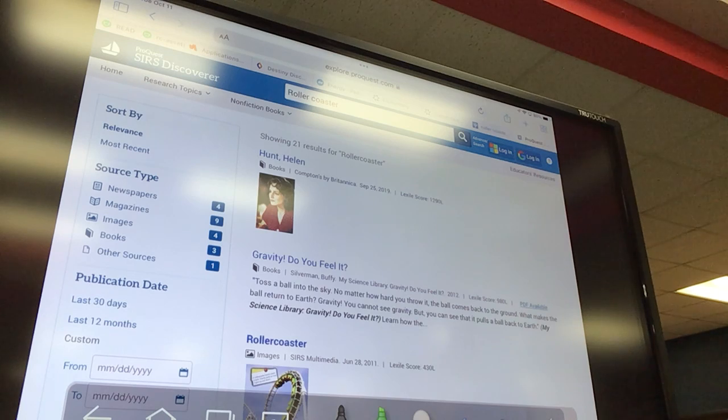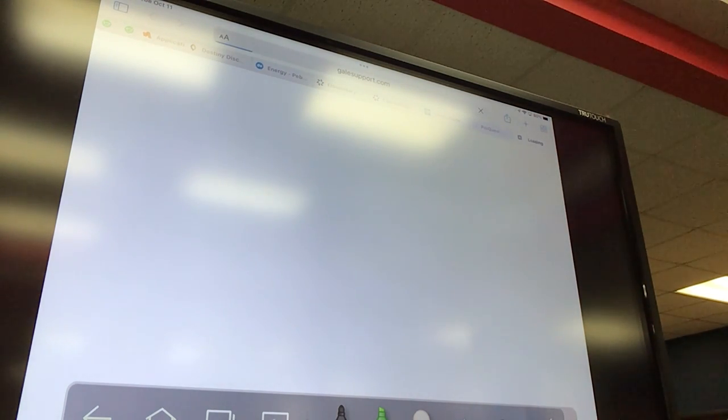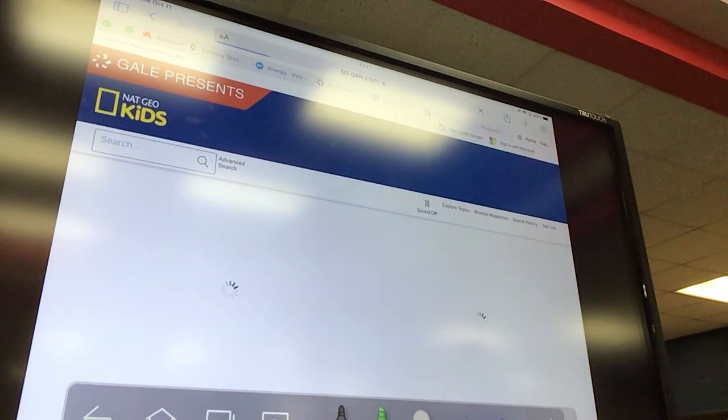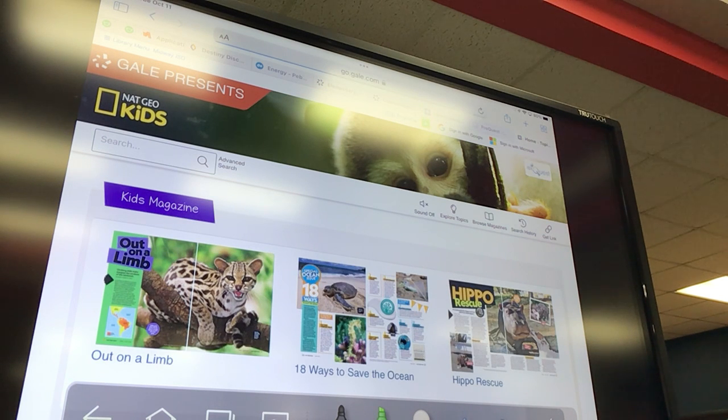And you have different databases you can use, guys. So you have National Geographic Kids. I can type in roller coaster to that one. But be thinking about what question you want answered. Do you want to know what the tallest roller coaster is? Do you want to know what the fastest roller coaster is? Do you want to know where certain roller coasters are located? Because they're not just in the United States. Any ideas? So what are some of your questions?